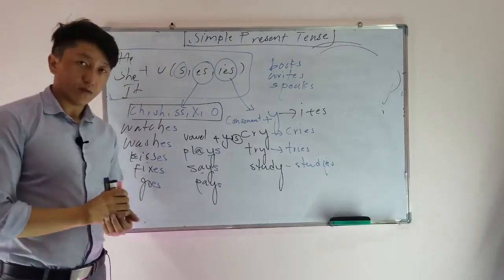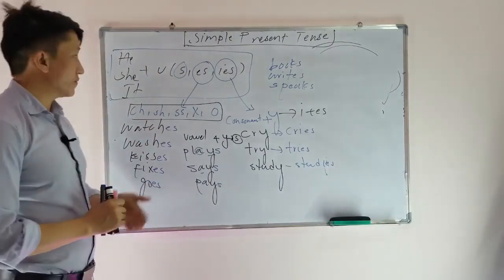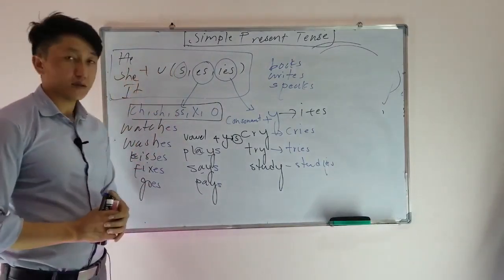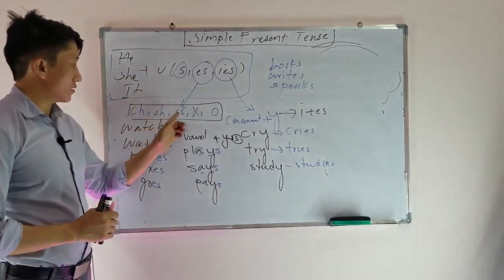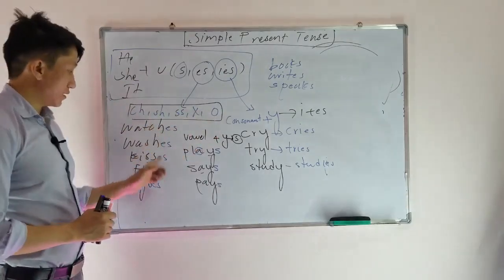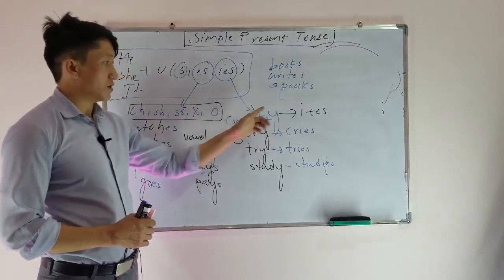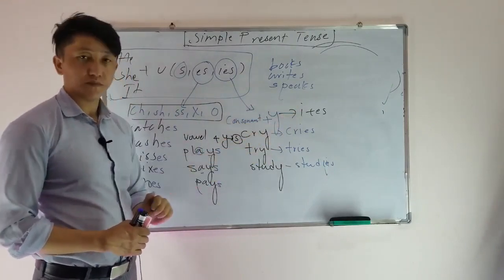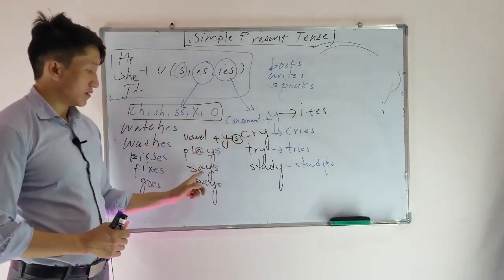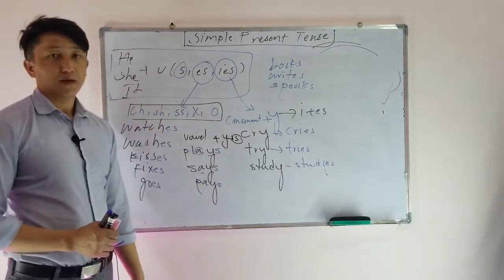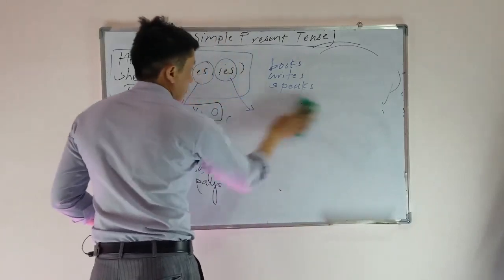Now it's very important: when the subject is he, she, or it, singular, the verb takes es, s, or ies. When a verb finishes with ch, sh, double s, x, or o, we add es. If a verb finishes with y and before y we have a consonant, y changes to i and we add es. But if before y we have a vowel, we just add s: plays, says, pays. The rest of the verbs take s.